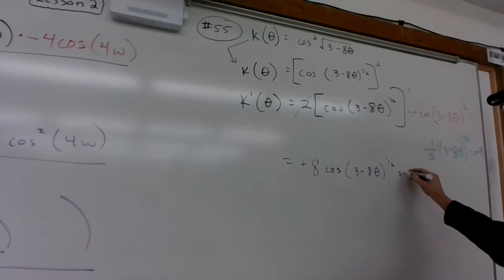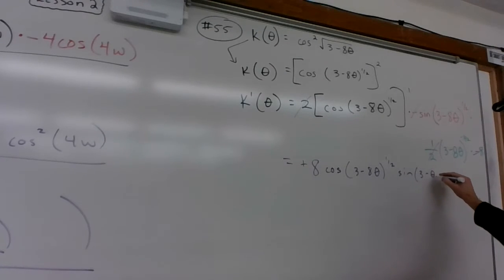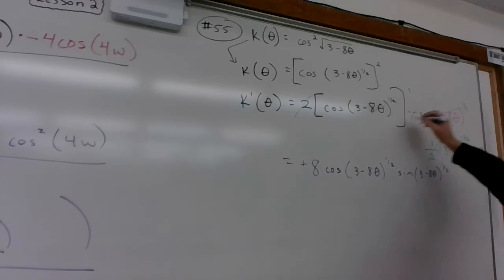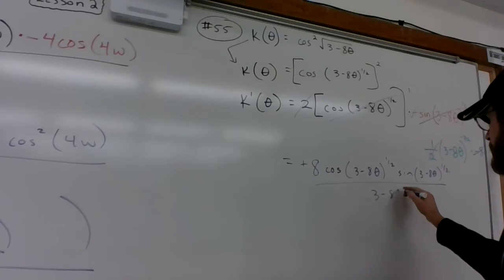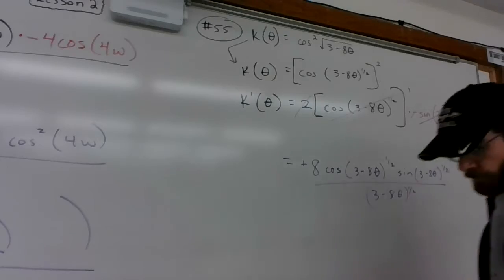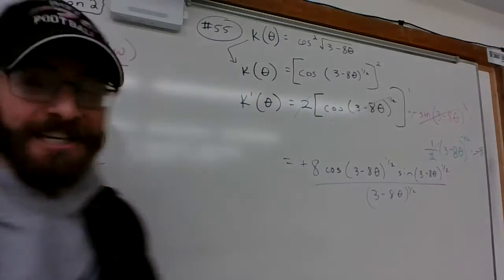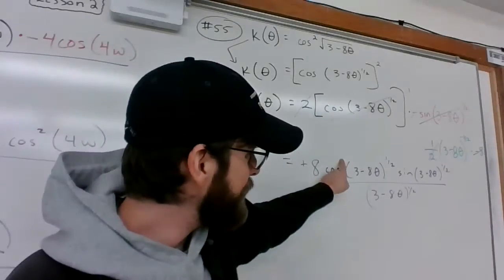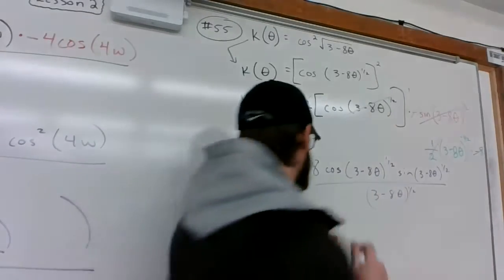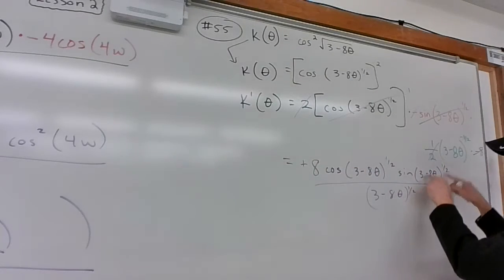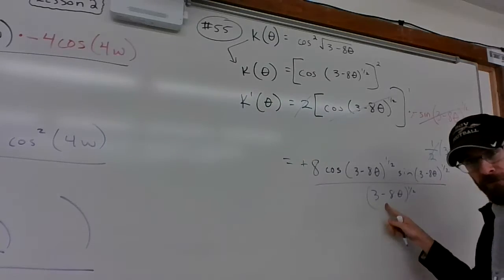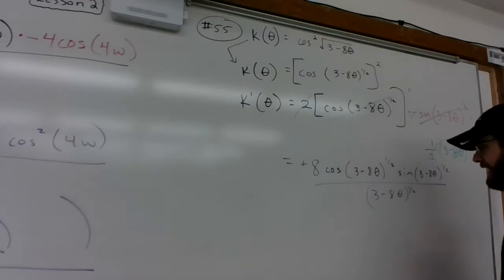And sine. And then, so that's gone, that's gone. Then you say, how about we just divide by 3 minus 8 theta to the half. And that's it. And don't try to cancel out one of these with one of those, because this is the angle connected to cosine. This is the angle connected to sine. This isn't the angle for anybody. Don't cancel it out.